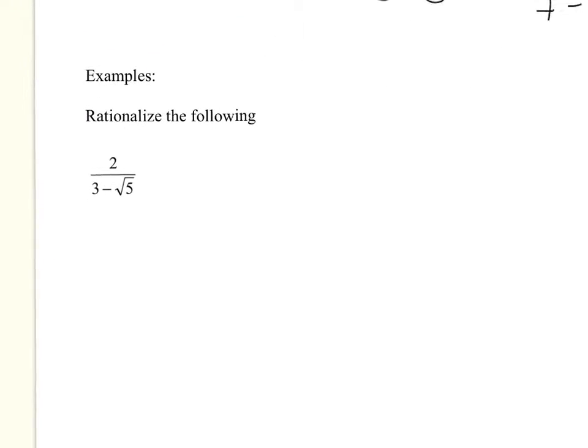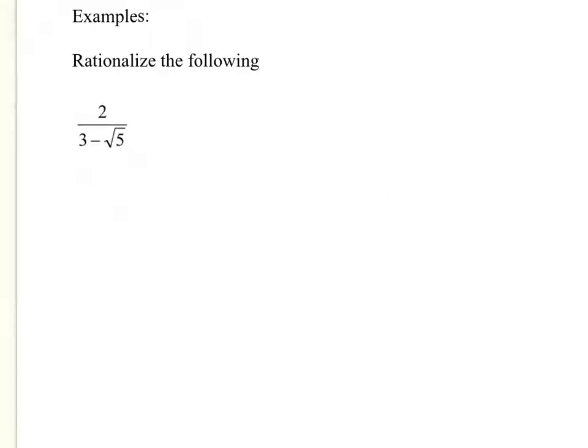So let's look at a couple examples of this. So I know this is a binomial because it's got the 3 minus radical 5. So to rationalize this, I'm going to multiply the top and bottom by the conjugate. And the conjugate is 3 plus radical 5.